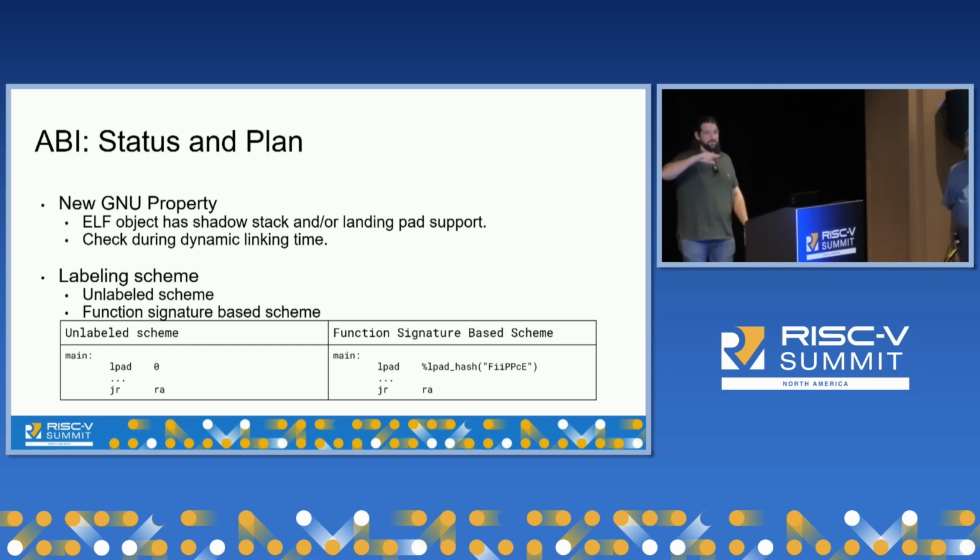So you just only mark the function entry points with landing pad label 0. With the unlabeled scheme, as we can see in the example, we have the LPAD 0, and then the function continues normally. We can have the function signature-based scheme, so we hash the function signature and check that this is going to be set before jumping to main, and then we check it on main's entry point.